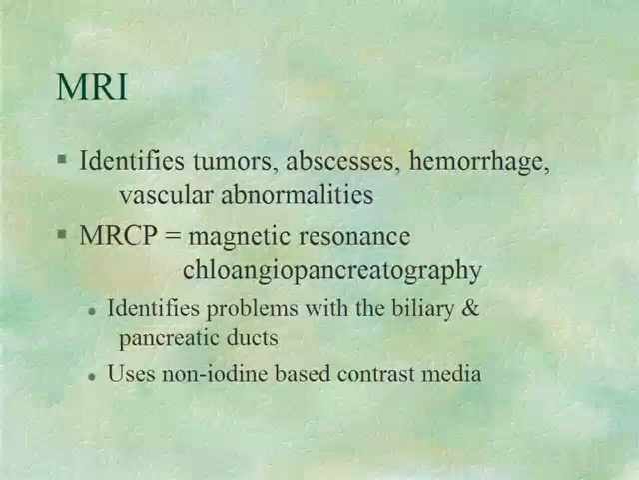An MRI helps to identify tumors, abscesses, hemorrhage, vascular abnormalities. An MRCP is a magnetic resonance cholangiopancreatography. It will identify problems with the biliary and pancreatic ducts. It uses a non-iodine-based contrast media. This is a very lengthy procedure. It must be done in the department, and they can have no metal, and they are in a very enclosed space, so it doesn't help if they are claustrophobic in any way, shape, or form.